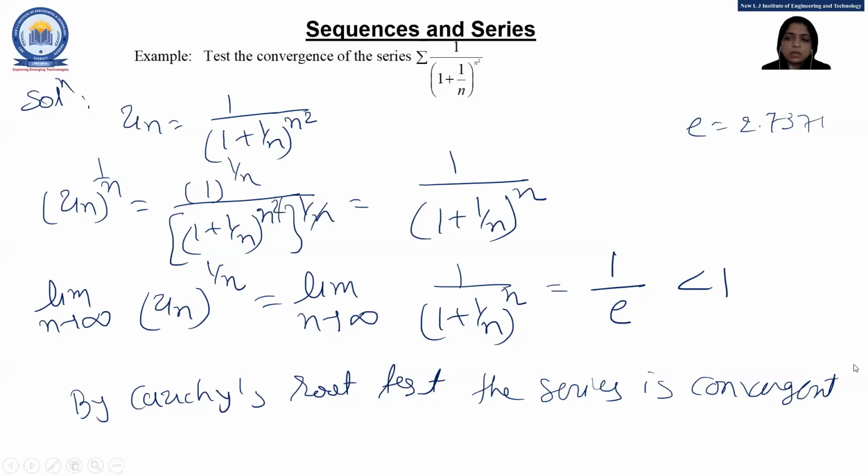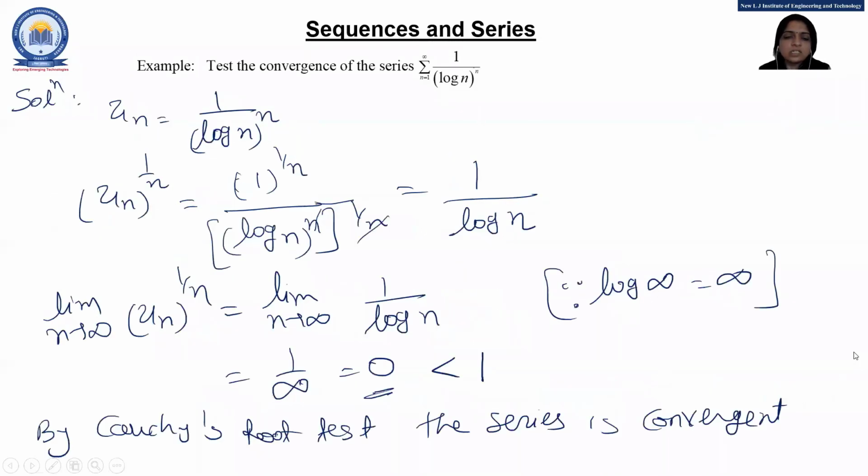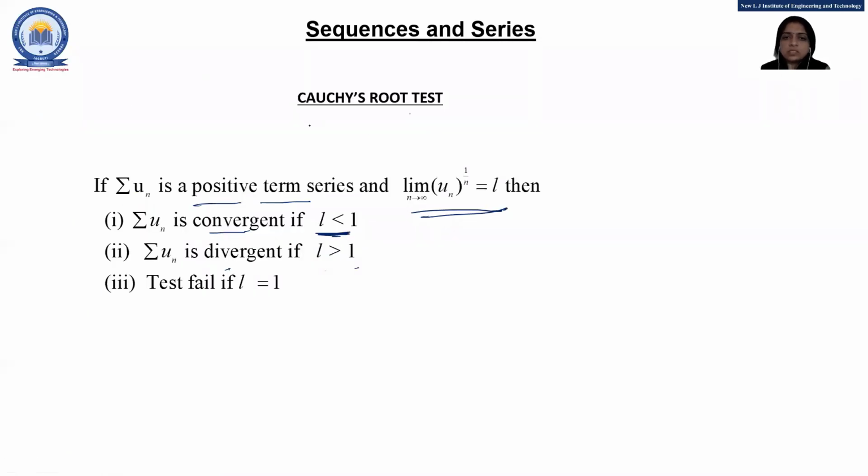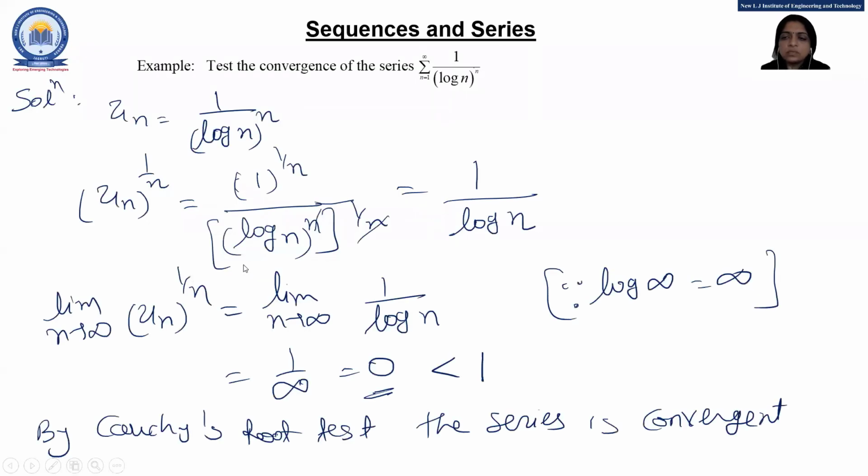right? See, Yanshu, you asked me about the revision of this example. This is the Cauchy root test, and for the Cauchy root test, limit n tends to infinity, u_n raised to 1 by n equals L. If L is less than 1, the series is convergent; if L is greater than 1, divergent; and for L equal to 1, the test fails.